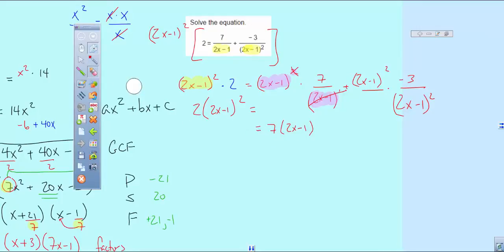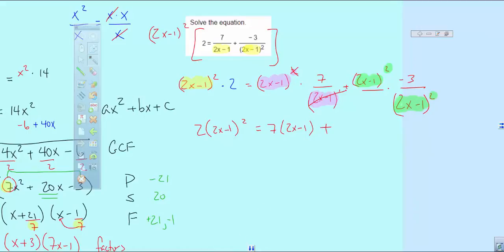And I apologize, I'm going to clean this up a little bit real quick. I didn't leave myself enough room. So that's going to be 2x minus 1 squared equals plus, now in this particular case, I have a 2x minus 1 squared and a 2x minus 1 squared. I have the exact same terms. So those two guys cancel, and I'm just left with a negative 3.